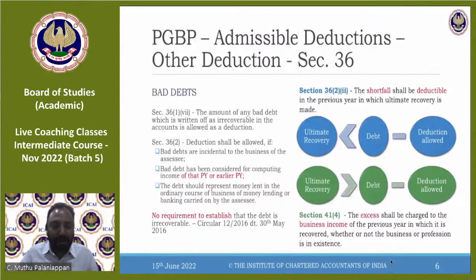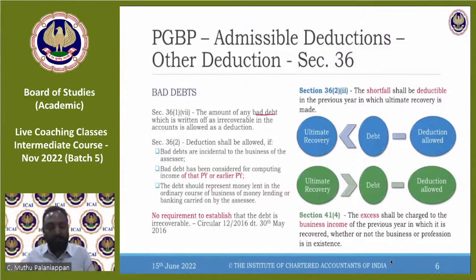So basically, bad debt is accounted, right? Whether it is allowed as a deduction or not is a question. Income tax says it is allowed. Whatever is a bad debt, written off as irrecoverable in the accounts, is allowed as a deduction. So if I say 1 lakh is a bad debt, I am eligible to claim it as a deduction.